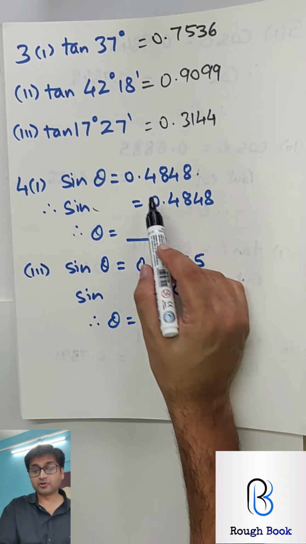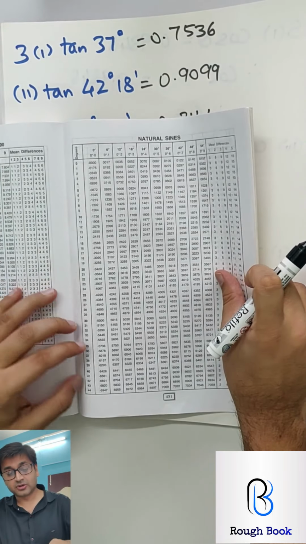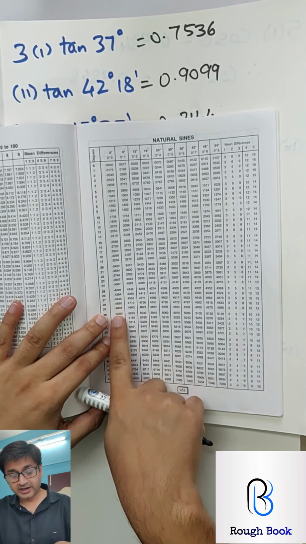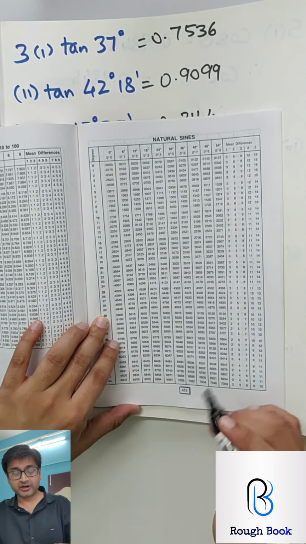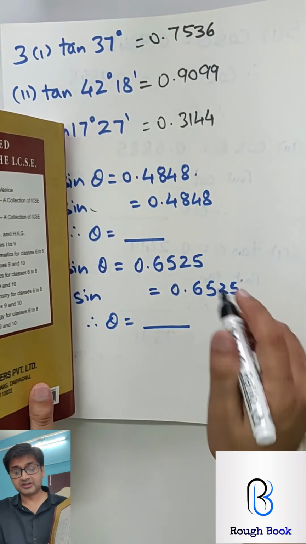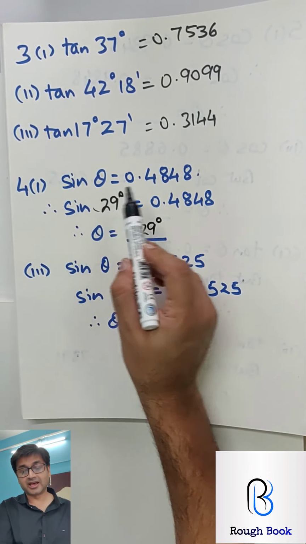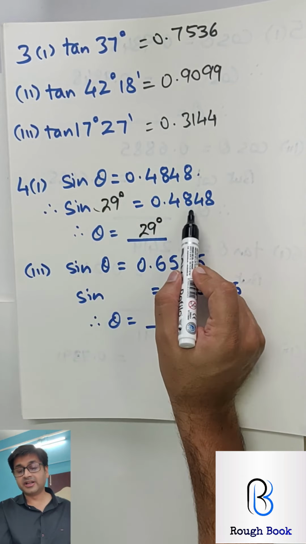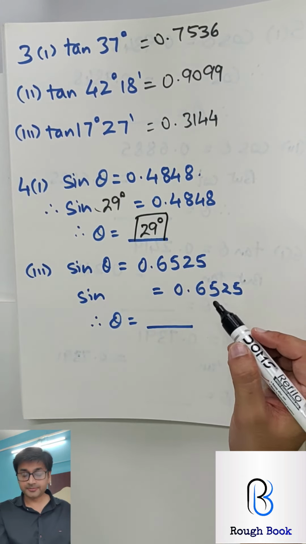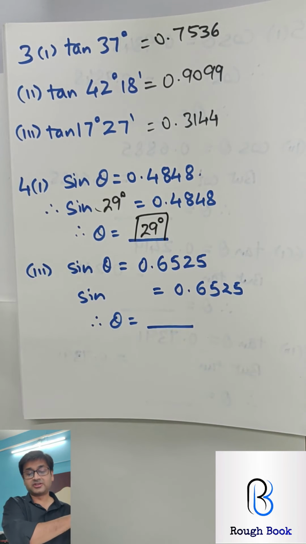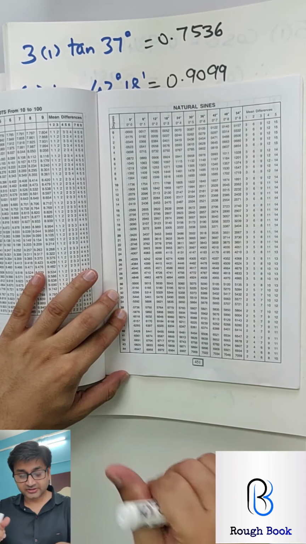So in sine, you'll have to search where is 4848, and they are all in ascending order, so it is going to keep on growing. So 4848 I can see here, 29 and 0 only. So no need to write 0 minutes, just write 29 degrees. How will you present? Sine theta is this, but sine 29 is this, therefore theta is 29. Your target is to find the theta. Got it? Likewise, get me the second one, 6525. Come on, pause. On your own, find the answer.